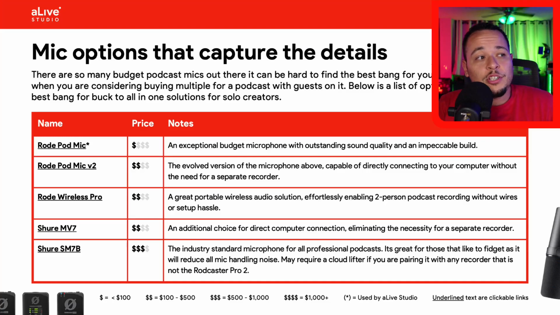Next are the Shure MV7 and the Shure SM7B. The Shure MV7 is basically the same as the Rode PodMic V2. It is a USB mic that works out of the box. Plug it into your computer, and your software will see, hey, I see a mic, let's connect to it. No recorder or drivers needed. A downside when it comes to those mics is you're not able to record audio locally, I believe. You're only able to record audio through the software that you use.